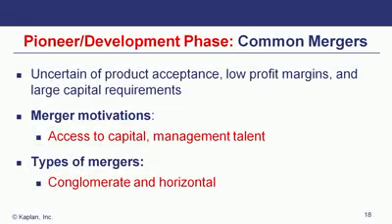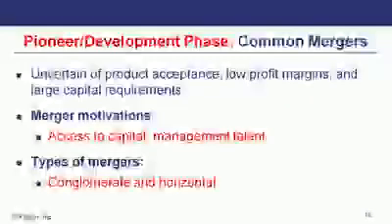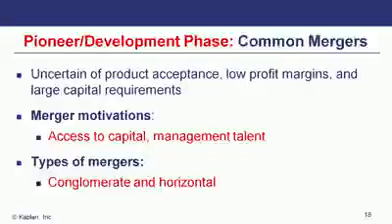Now, as a life cycle, like I said, it shows up in lots of different places in the curriculum, but let's take a look at it and contrast it with this idea of mergers. So what sort of mergers do we see occur where in the life cycle? First of all, talking about this pioneer development phase, well, remember, low product acceptance, low profit margins, negative profit margins perhaps, and large capital requirements for these firms. They're trying to build a better mousetrap, and so lots of R&D, that type of stuff.